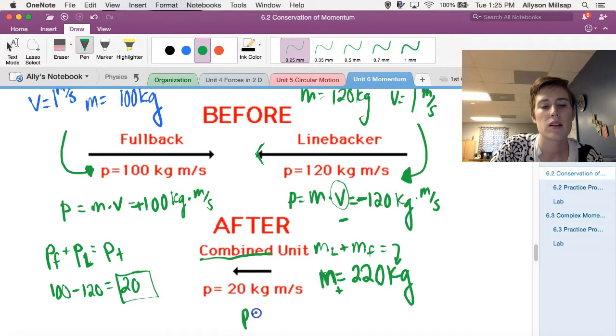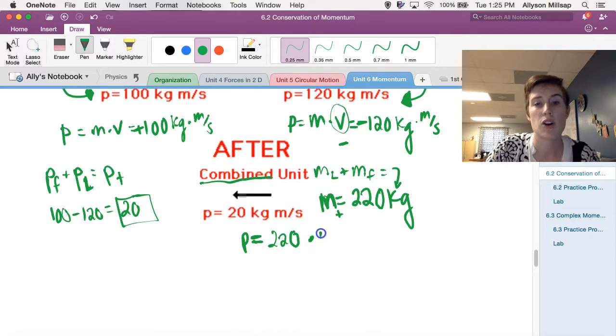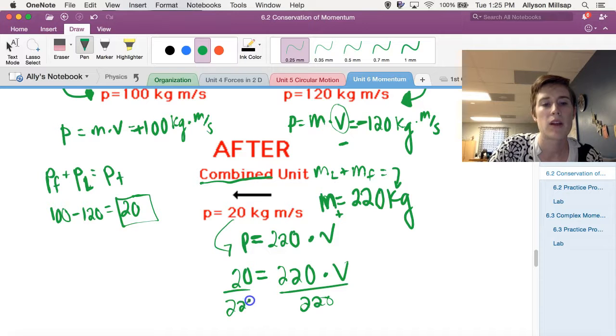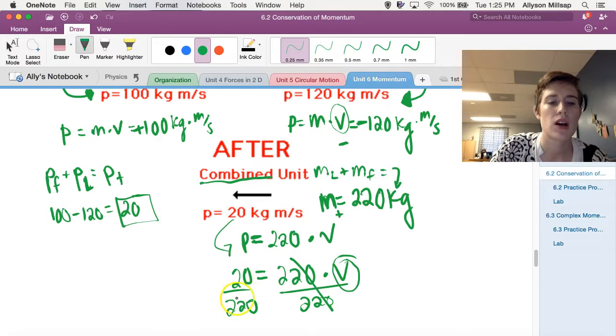So what's my momentum going to be after? Well, here's my mass, and it's mass times velocity. I don't know my velocity, but they did give me my momentum after, so I could easily find my velocity by just solving for it. 20 divided by 220 will get you a number. That's your velocity. But the important thing is that you don't actually have to be given this.